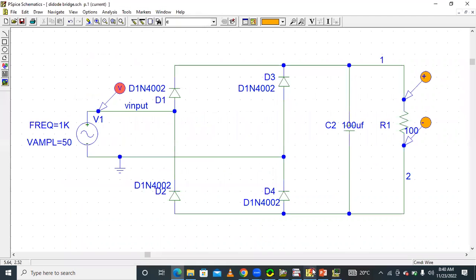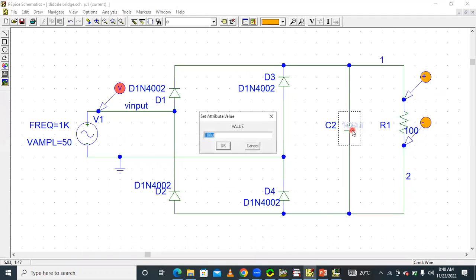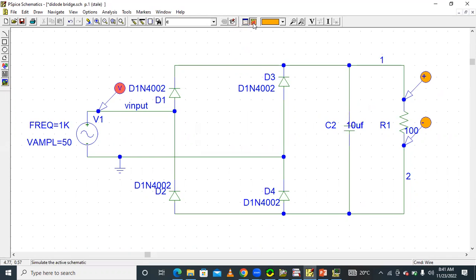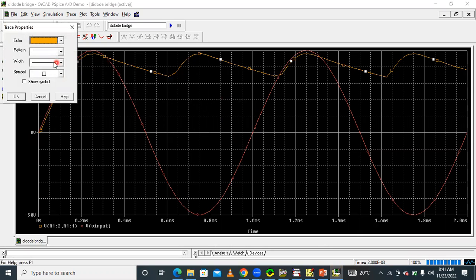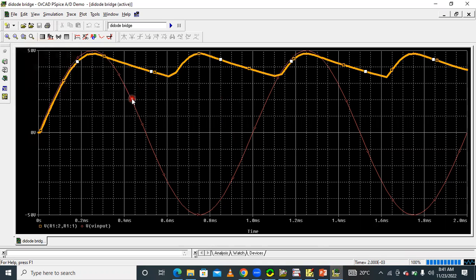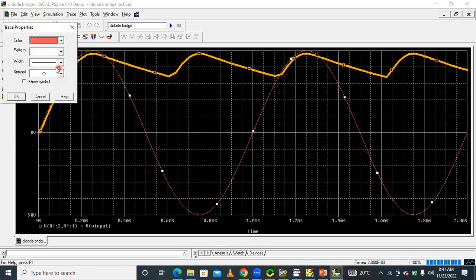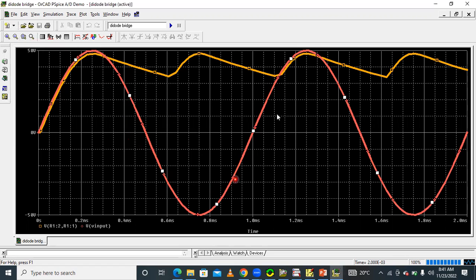For example, I'm reducing the capacitance from 100 microfarads to 10 microfarads. For example, I'm introducing a capacitance of 10 microfarads. Then the waveform looks like this. If the capacitance is more, then the ripples are less. If the capacitance is less, the ripples are more. So this is our input voltage waveform.